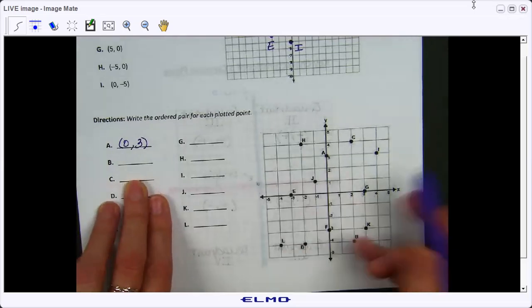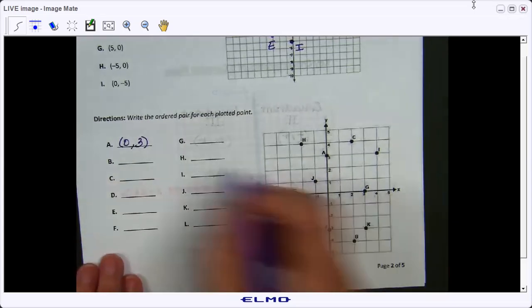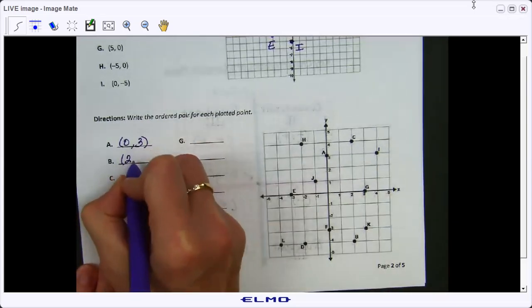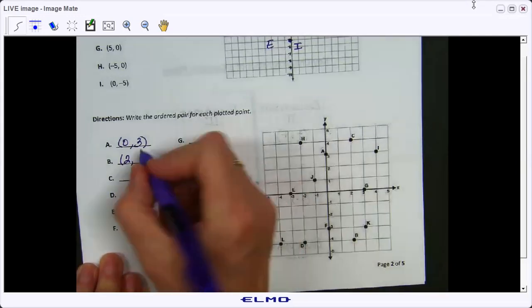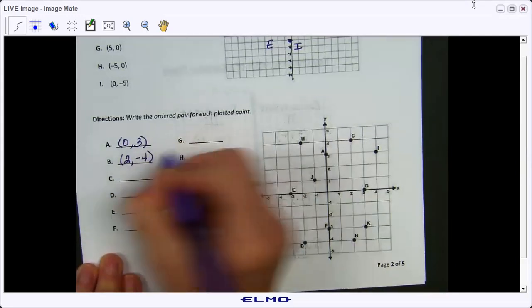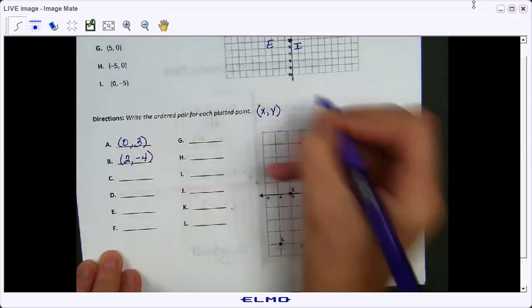So for B, right here, I go along the X axis to 2, so my X is 2. And I go along the Y axis to -4. So it's -4. Your first one is always X, your second one is always Y.